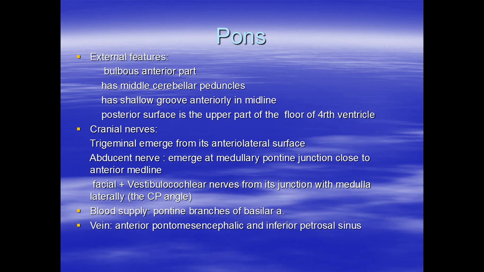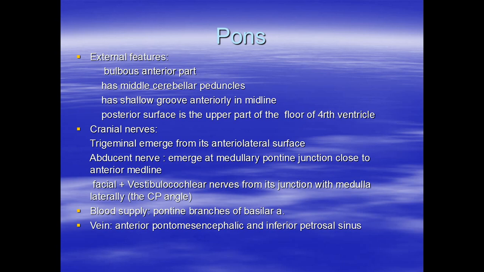The trigeminal nerve arises from the anterolateral surface, and it's easily seen on the MRI images because it's a big cranial nerve. The abducens nerve emerges at the medullary pontine junction, so at the lower aspect of the pons, at the inferior part of the pons, close to the anterior part of the midline. Also, the facial, the seventh cranial nerve, and the vestibulocochlear nerves arise from the junction of the pons with the medulla laterally, at the CP angle, the cerebellopontine angle there.